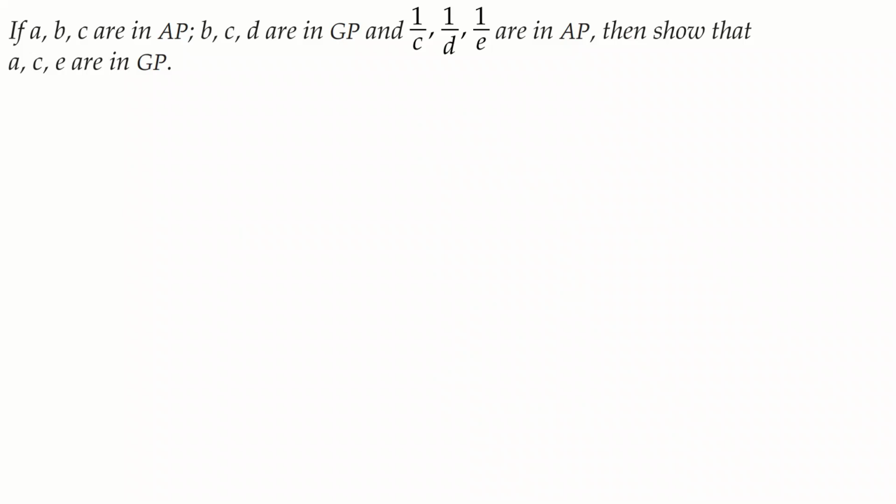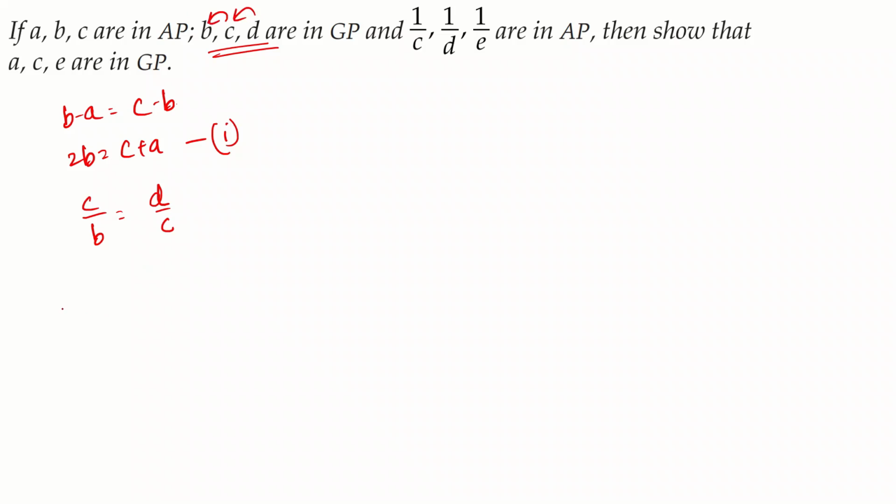Next, if A, B, C are in AP, B, C, D are in GP and 1 by C, 1 by D, 1 by E are in AP, then show that A, C, E are in GP. Okay, so A, B, C are in AP means what? B minus A is equal to C minus B. That means 2B is equal to C plus A. Equation number 1. Next, B, C, D are in GP means what? C by B is equal to D by C because the common ratio is constant. So I get BD is equal to C square.